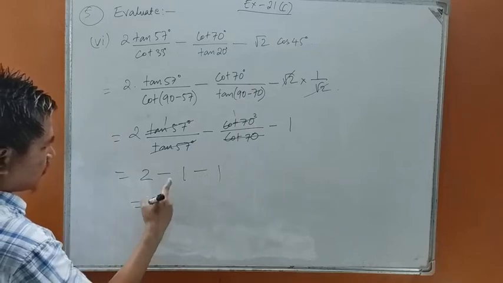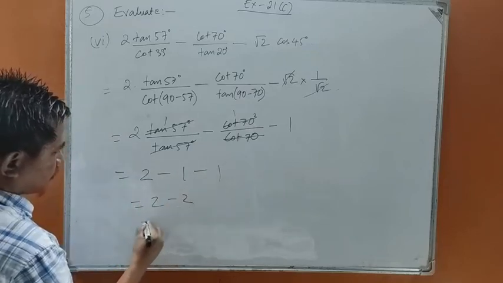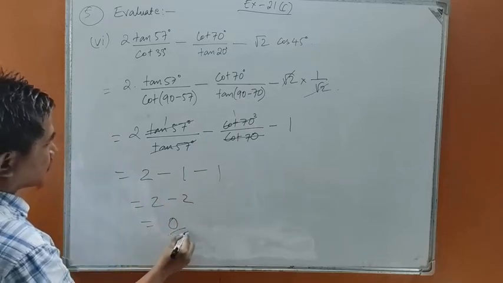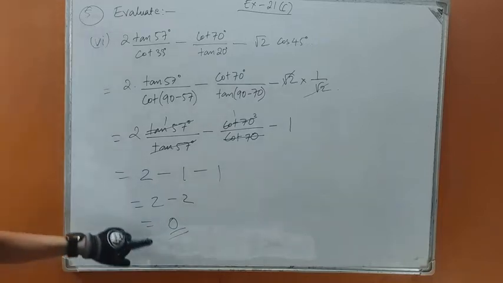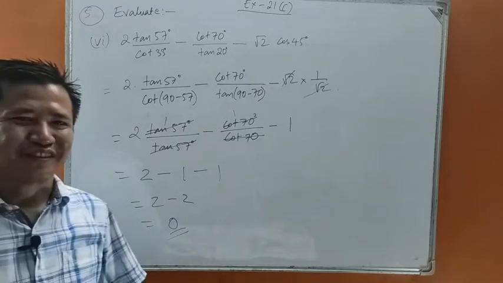So 2 minus 1 minus 2. So 2 minus 2 is 0, isn't it? So the answer for this question is 0. Okay, so let's move on to the next question.